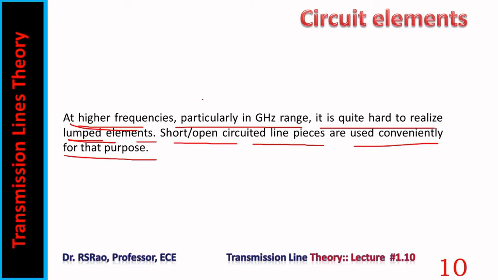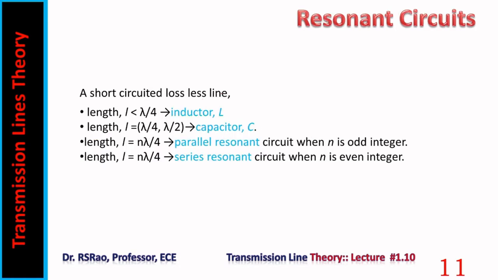What is normally done is a piece of transmission line is taken and, whatever is required, is done by a short or open on one end. Now it acts as a capacitor or inductor depending upon its length. We are going to see a short circuited lossless line. Here is a lossless line. What is a lossless line? We are going to see.